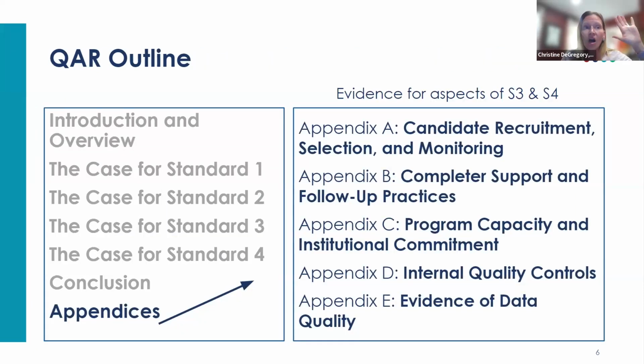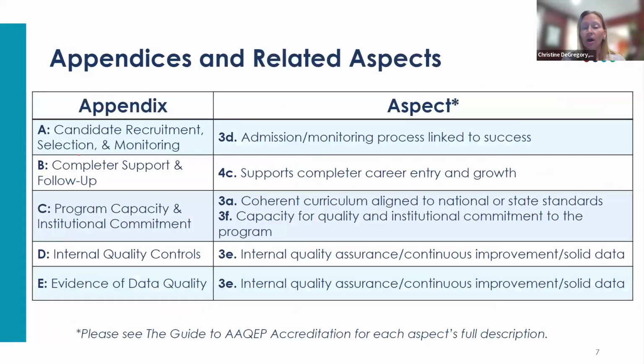Now, as you recall, we've already talked about how to make the case for quality in our QAR outline here on the left-hand side. Today, we're really focusing on what we've been calling the appendices. And those are very important because they provide evidence for very specific aspects of standards 3 and 4. So let me show you exactly what those are.